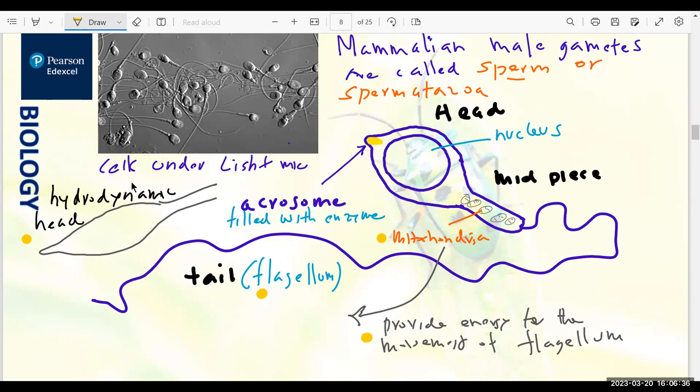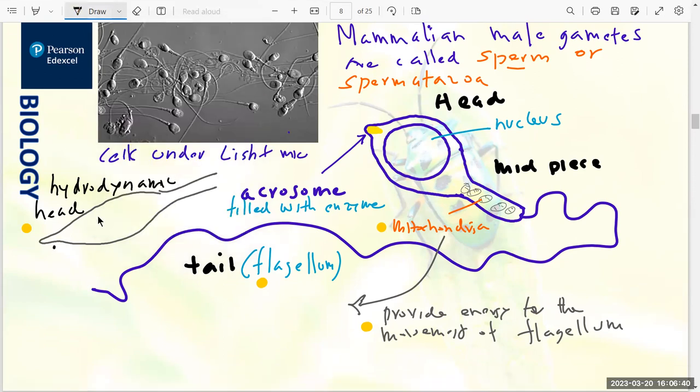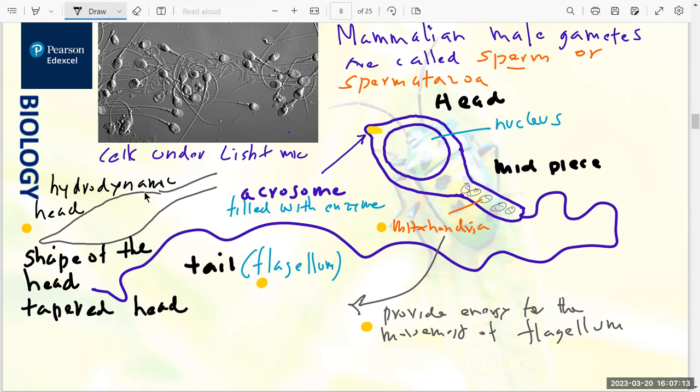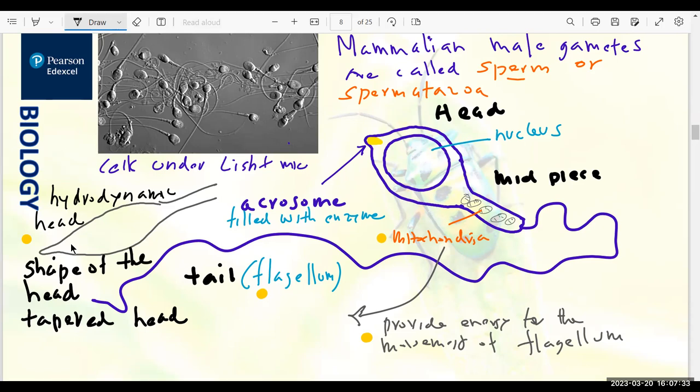So this is the shape, right? It's called a tapered end. The flat, elongated shape is called a tapered end, and that's important for the hydrodynamic movement in the liquid medium. Right, check your notes now. Yes.